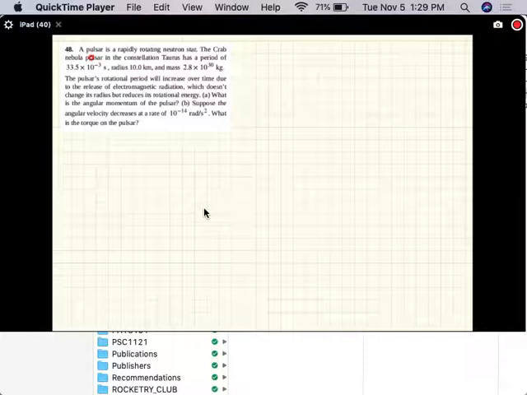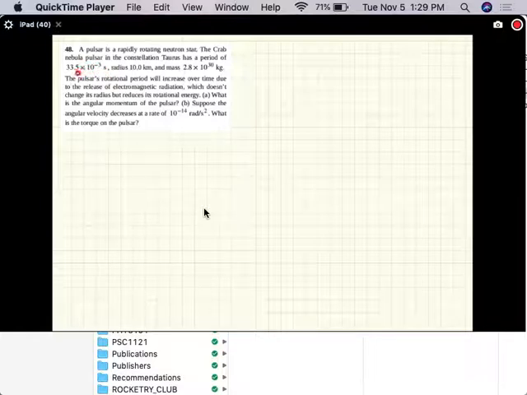In this problem, they say a pulsar is a rapidly rotating neutron star. We talked about neutron stars in the class. The Crab Nebula pulsar in the constellation Taurus has a period of 33 times 10 to the minus 3 seconds.